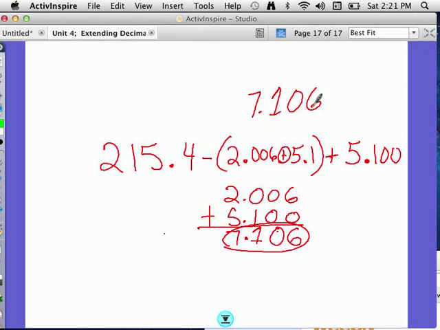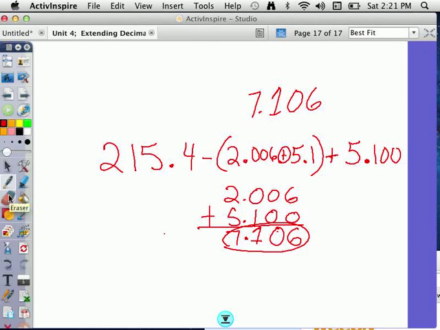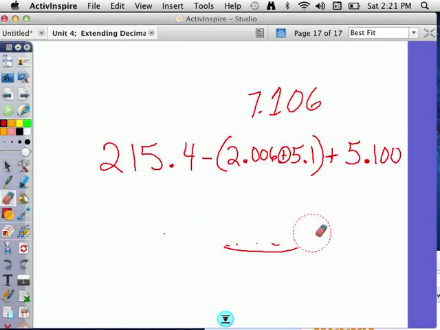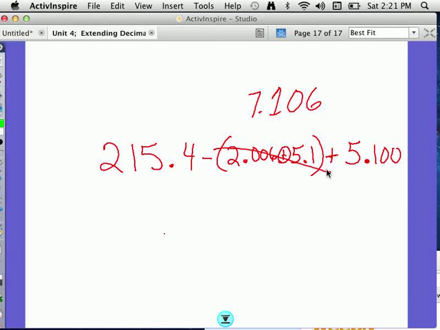And I'm going to erase that part right there to give me a little bit more work room, because Mr. Valentine does write a little bit big. And now I can start with my other portion of it. This is done in my parentheses. And now I have 215 and 4/10 minus 7 and 106/1000 plus 5 and 100/1000.